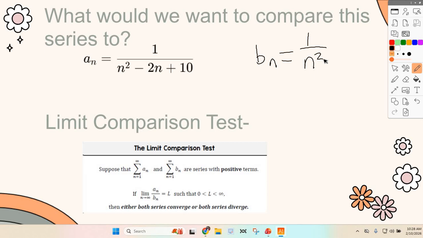Yes, no, maybe so. So where this is going to come in handy is with our little bit messier polynomial type series. A couple people still writing.